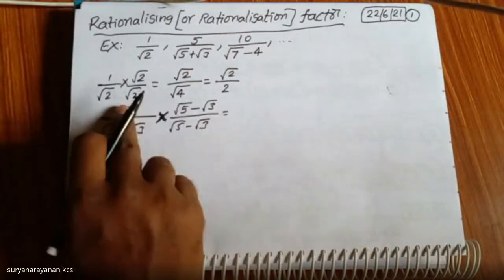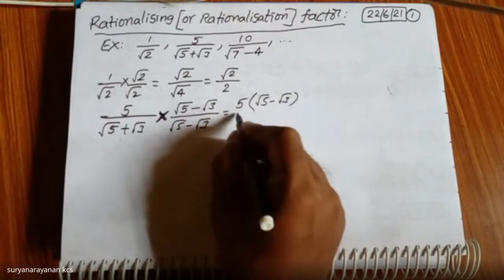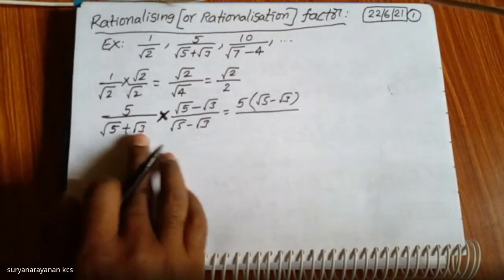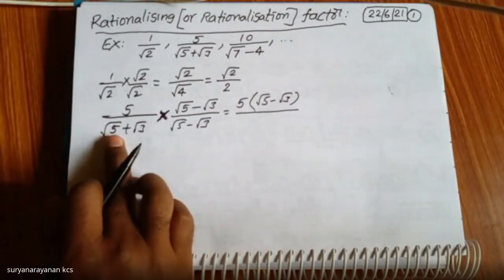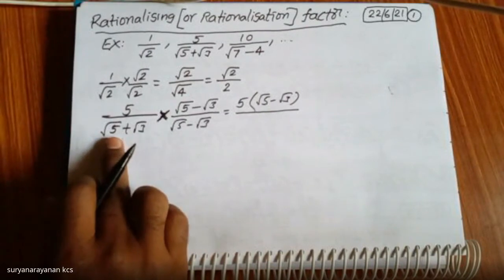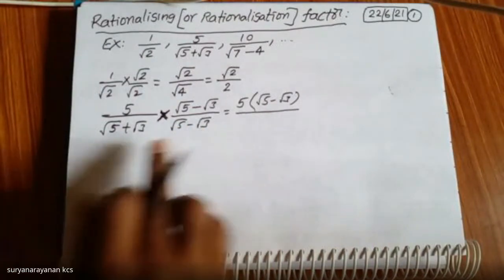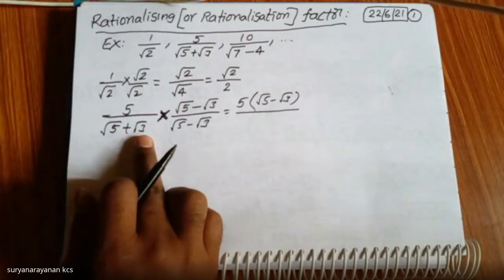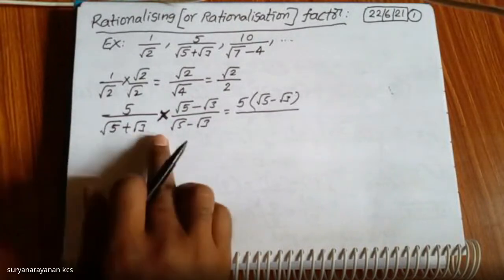Okay, my children. 5 into root 5 minus root 3 by, if you observe the denominator, it is in the form of a plus b into a minus b. Observe the denominator carefully, my children. If you observe the denominator carefully, it is in the form of a plus b into a minus b, where a is equal to root 5, b is equal to root 3. You have to imagine a is equal to root 5, b is equal to root 3. So a plus b into a minus b.